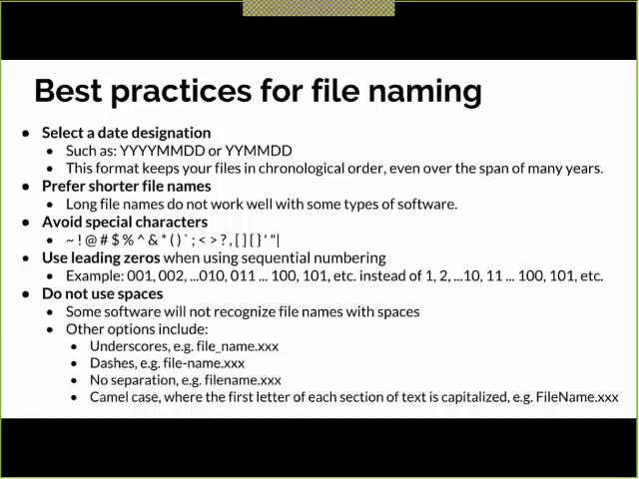But when you do have a choice, thinking about preferring perhaps shorter file names if that's able to give you the information that you need, avoiding some characters that cannot be read in file titles in some systems. Leaving zeros can help you keep things in sequence. Some software will not recognize file names that contain spaces, so it's good to avoid those, and there are some options on here to show you how you might avoid spaces but still keep that same information in the same order.